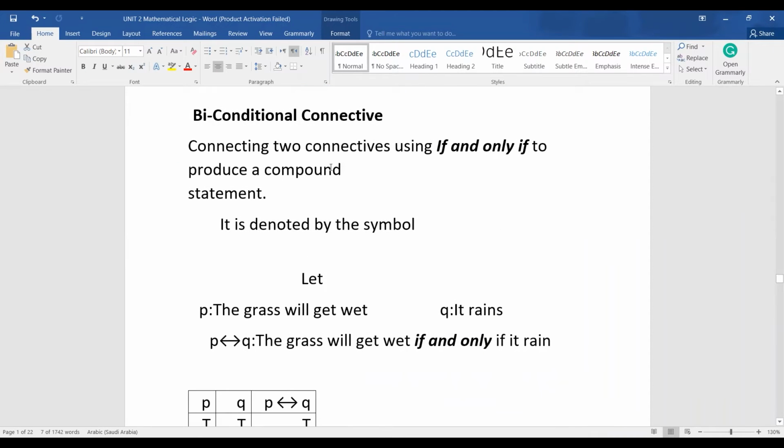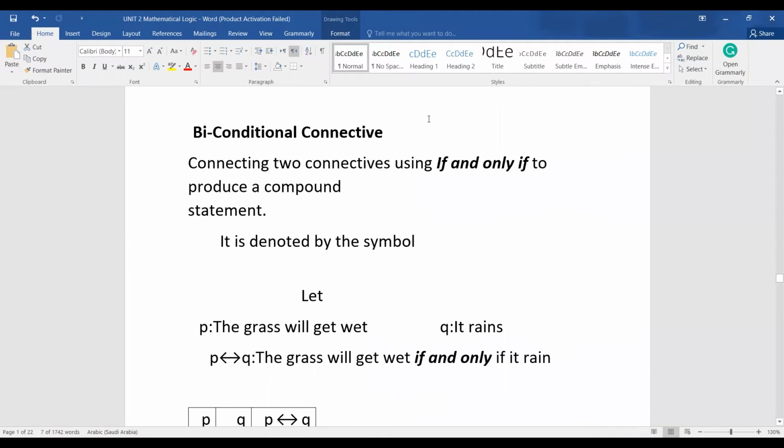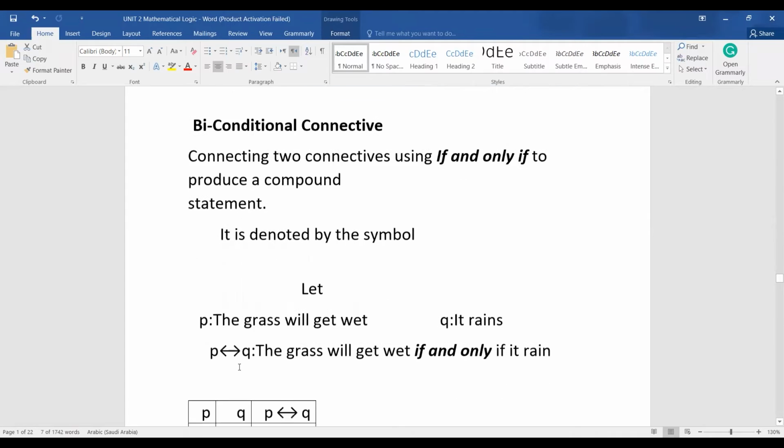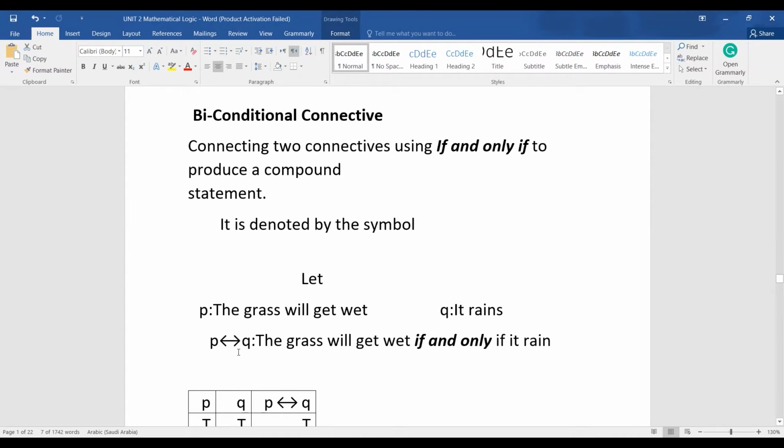Next, we have the biconditional connective using if and only if. It is different from the conditional connective if-then, and it is denoted using the double-sided arrow symbol. This is the symbol for the biconditional connective if and only if. We have an example. Let P be the grass will get wet and Q it rains. P biconditional Q reads: the grass will get wet if and only if it rains. There is no other reason for the grass to get wet if it does not rain. So, if and only if it rains.